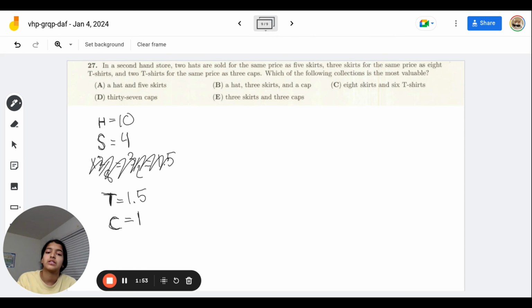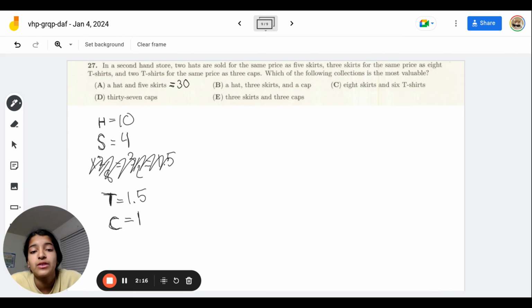So we can clearly see all our different values, and now we gotta add them all up and see which one works. So A has 1 hat and 5 skirts. So 1 hat is $10, 5 skirts is $20. So that would mean A would give you $30.